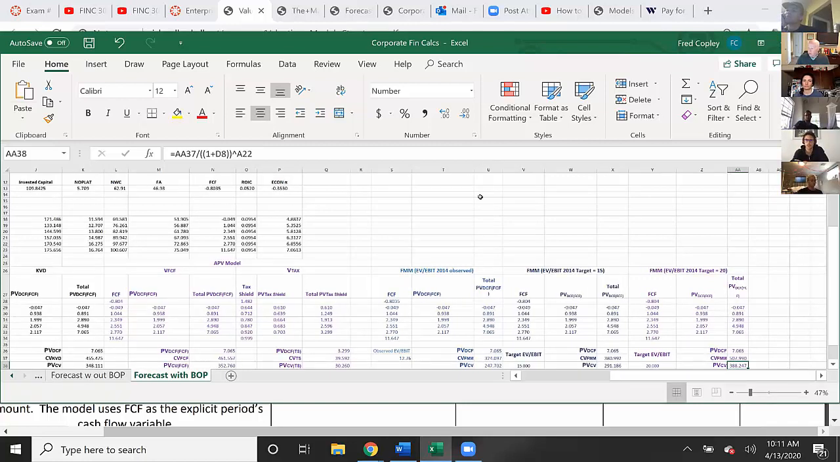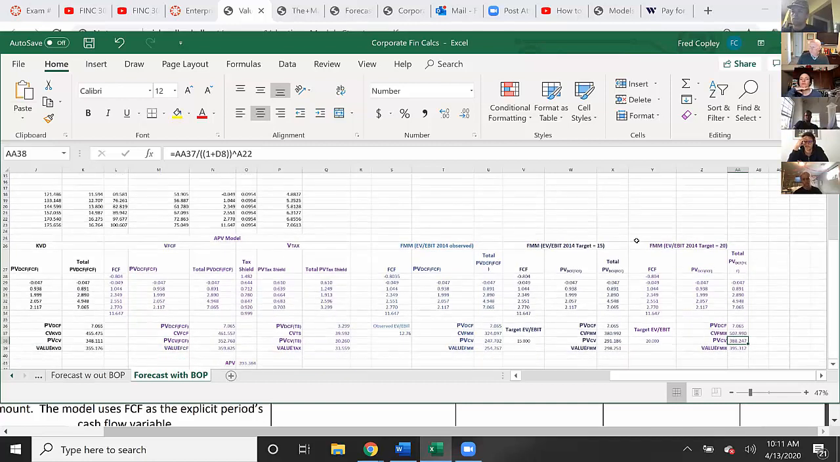Something I was looking at, and maybe you'd be able to figure that out: when it says we have the target for 15 and 20, what role does that play in the FMM model?